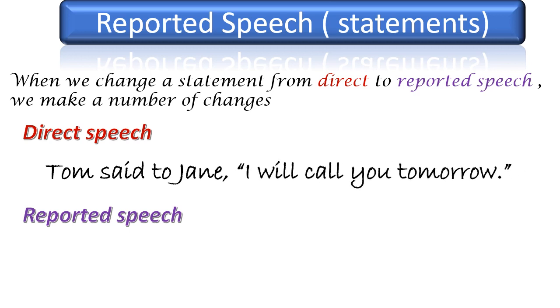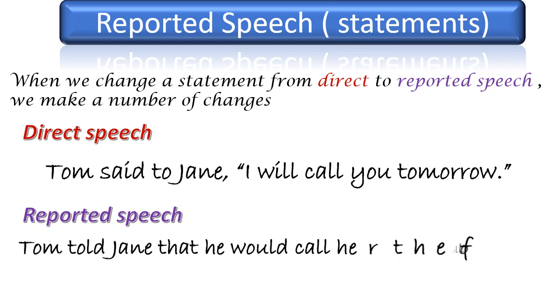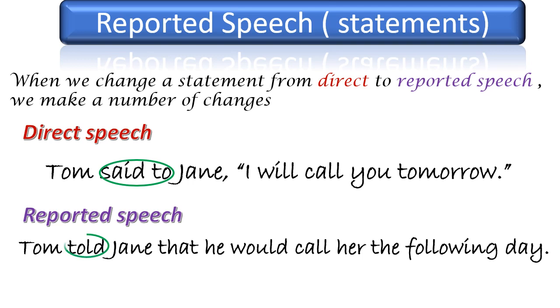Read this example here. Tom said to Jane, I will call you tomorrow. When we report it, it becomes Tom told Jane that he would call her the following day. Look at the two sentences, compare them. What are the changes? The first change, said to, change it to told, because we have an indirect object, Jane.